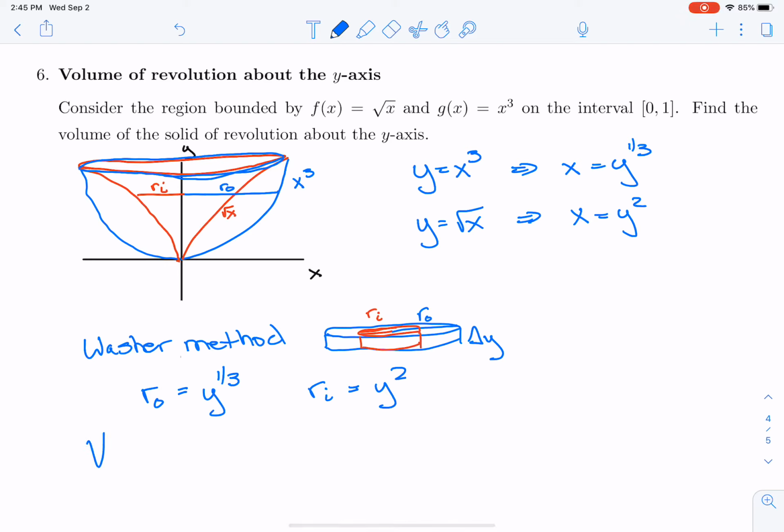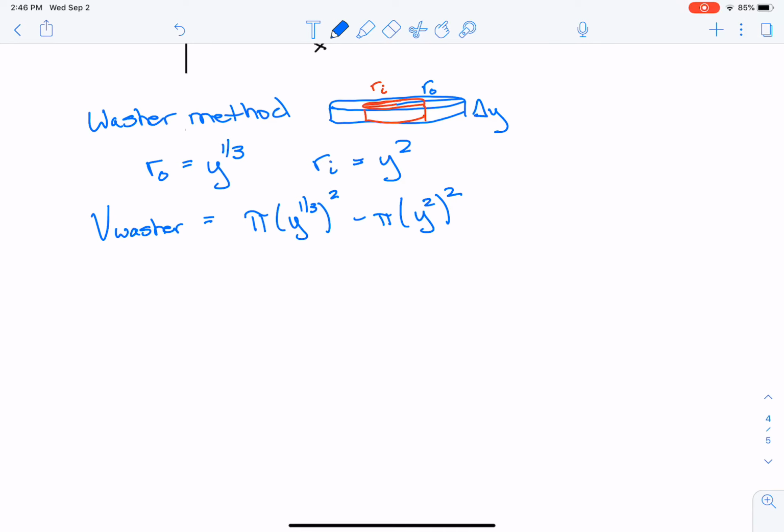So the volume of one of these washers is really going to be the volume of the outer cylinder, pi times y to the 1/3 squared minus pi times y squared squared. So we're taking the outer radius, the outer cylinder volume, and then we're subtracting the inner volume. Okay, so that's the volume of each one of these washers. Of course, we're going to add up an infinite number of these washers so that the volume of the solid is actually the integral of pi times y to the 2/3 minus y to the 4th dy.